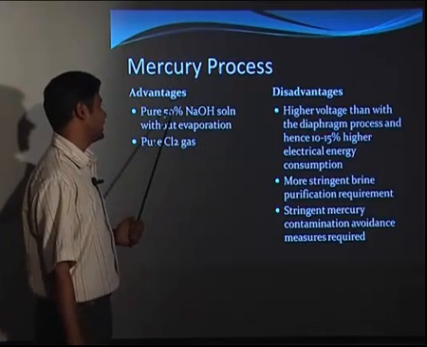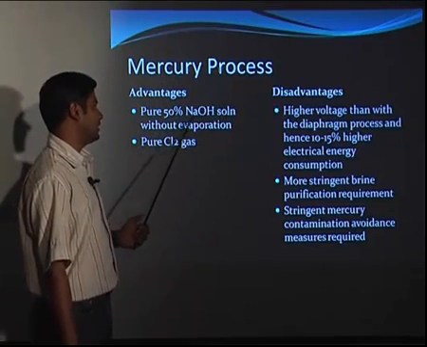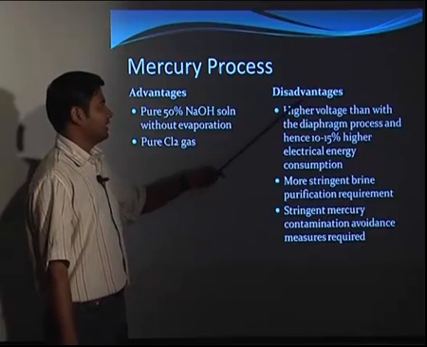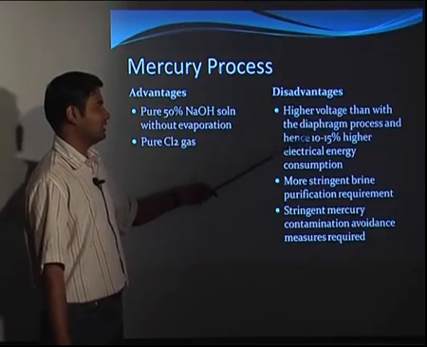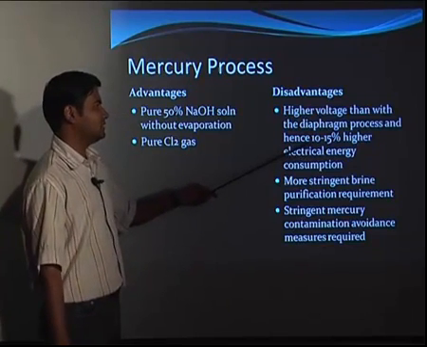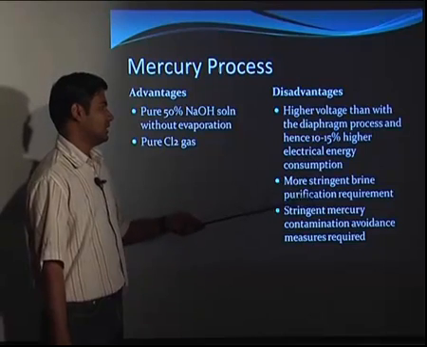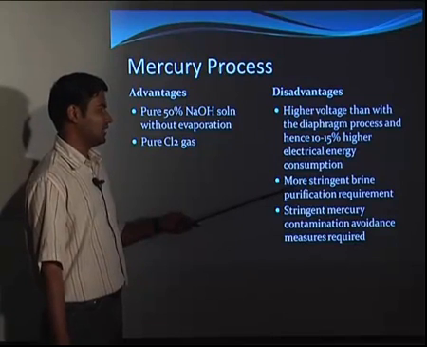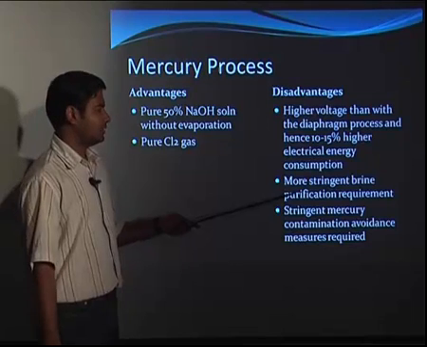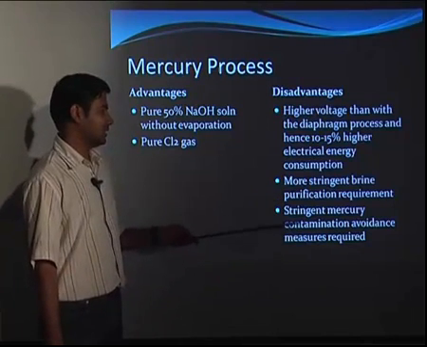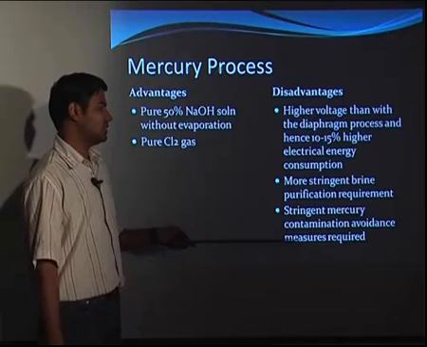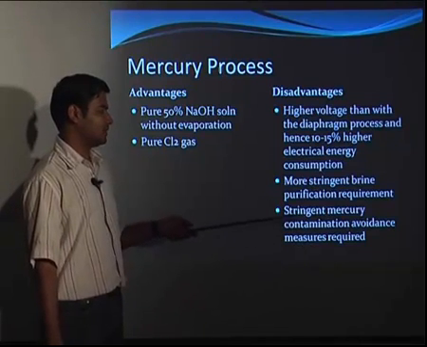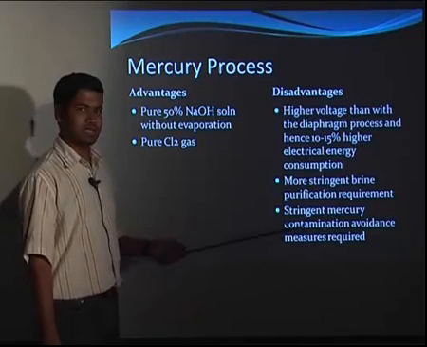If you see the mercury process, it can produce up to 50% caustic soda without evaporation, and we get a pure quantity of chlorine gas. The disadvantages of the mercury process: higher voltage than the diaphragm process, and hence 10 to 15% higher electrical energy consumption. Then more stringent brine purification is required in order to remove impurities and get a higher concentration of brine for caustic and chlorine formation in the electrolytic cell. Stringent mercury contamination avoidance is also required. As mercury is a toxic substance, you have to take utmost care of mercury contamination in the final product.